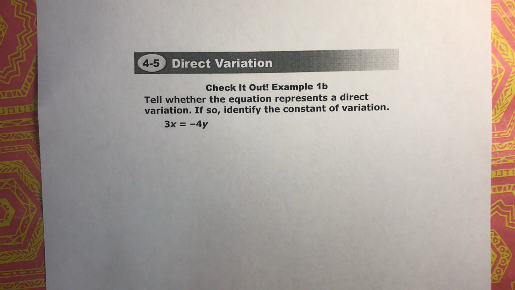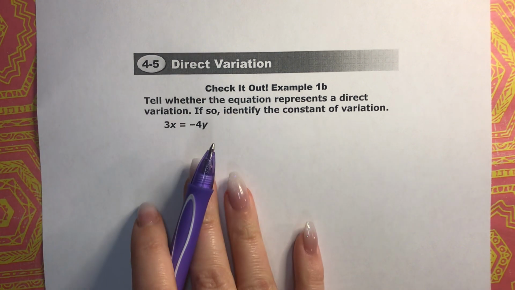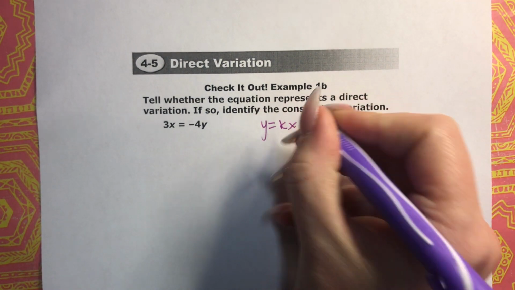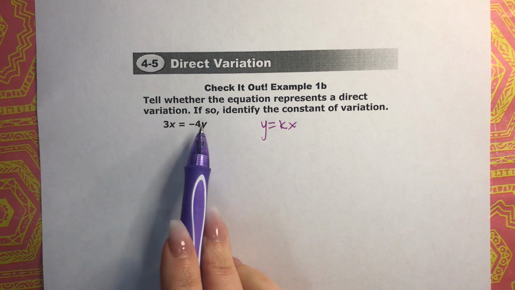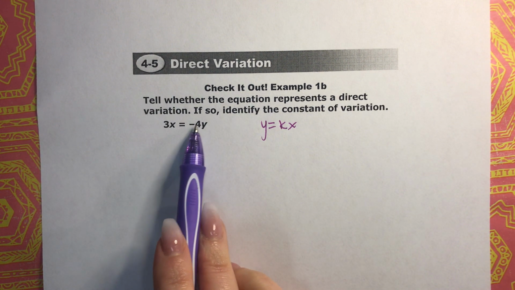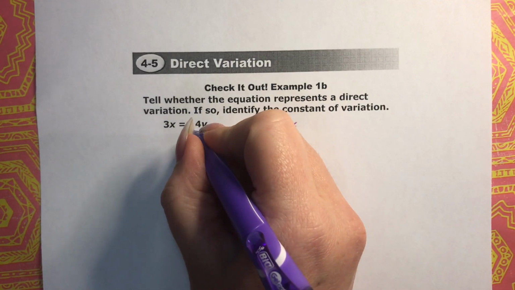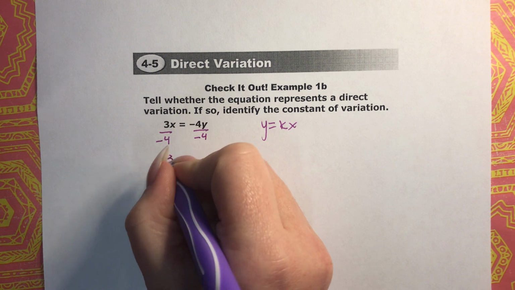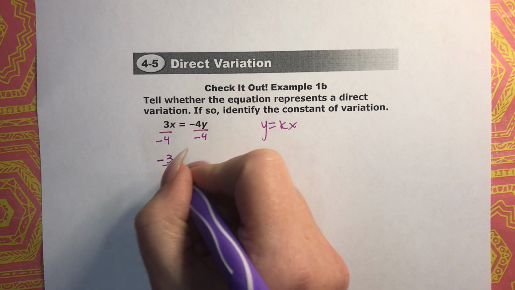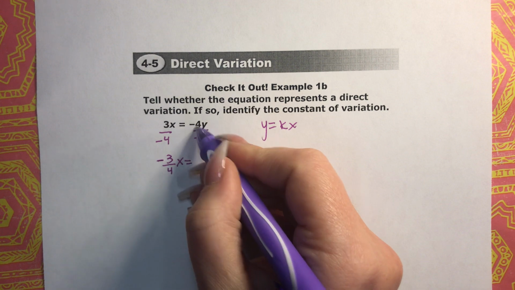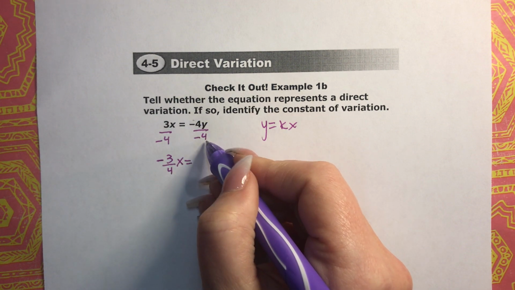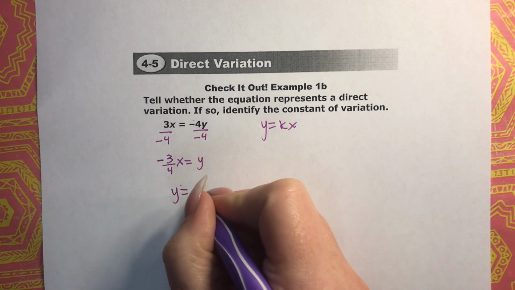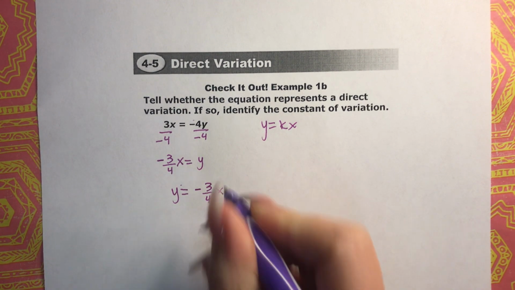Okay, let's see how you did on 1b. So we want to figure out if this is a direct variation, which means we have to solve it for y. We have to put it in y equals kx, right? So to do that, I'm going to get rid of this -4. This is -4 times y. So I'm going to do the inverse operation of multiplication, which would be division. I'm going to divide both sides by -4. That means I end up with -3/4 x equaling, a negative divided by a negative is a positive, 4 divided by 4 is 1, 1 times y is y. So now y is by itself, but I'm going to go ahead and swap sides. So I have y equals -3/4 x.